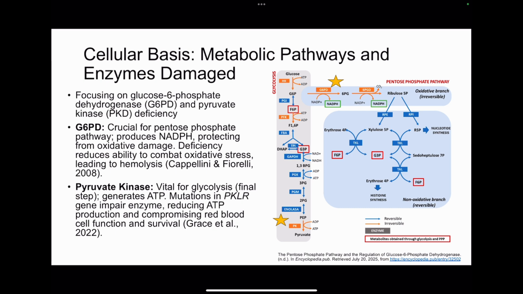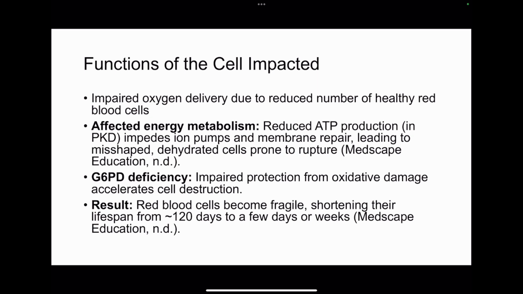So, moving on, the functions of the cells impacted. The impact of hemolytic anemia extends to several critical functions within the red blood cell itself. First and foremost, oxygen delivery is impaired due to the reduced number of healthy red blood cells. Energy metabolism is also significantly affected. Reduced ATP production, particularly in PKD, impedes the operation of ion pumps and membrane repair mechanisms, and this leads to misshapen, dehydrated cells that are prone to rupture.